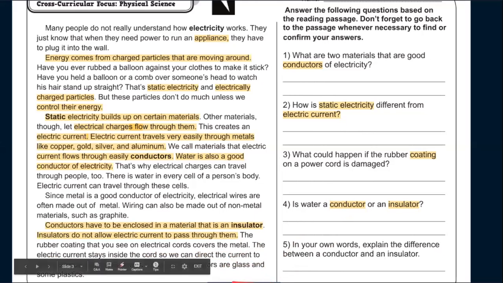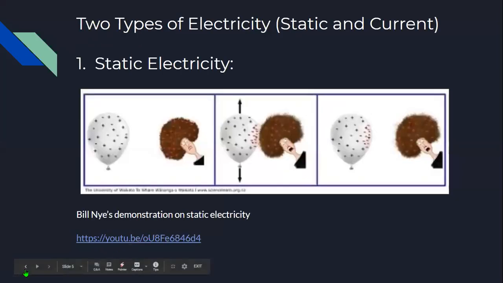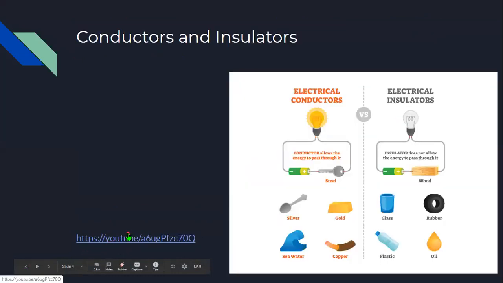Okay, so I just have a couple of slides to show you. I found this little video. It's short. I like to find short little videos or clips to show you guys. This one is on electrical conductors and electrical insulators. Oops, but I have to play it first.